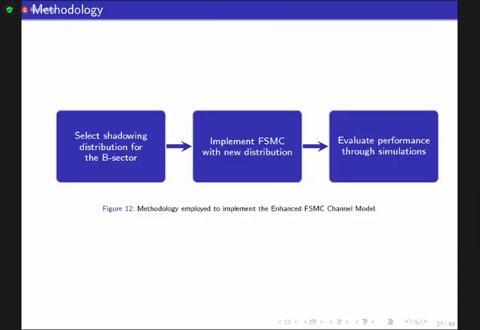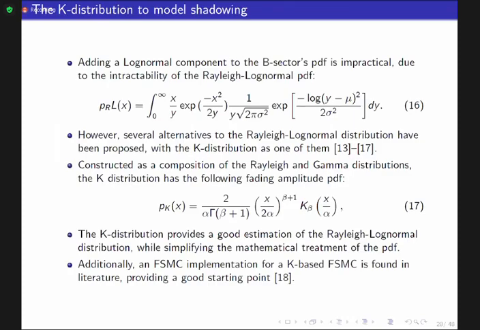This is a simple methodology that we'll be using. We need to select the distribution, we need to implement the FSMC, and then we will evaluate through simulation. Step one, what distribution shall we use? A very natural solution would be to add a log normal distribution to the B sector. We already saw that log normal is the most common distribution used for shadowing.